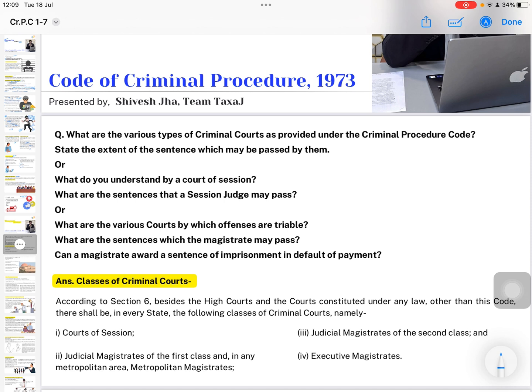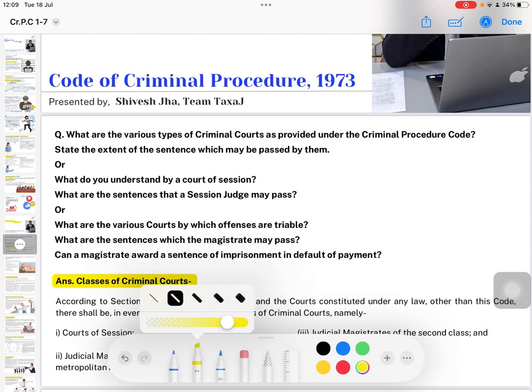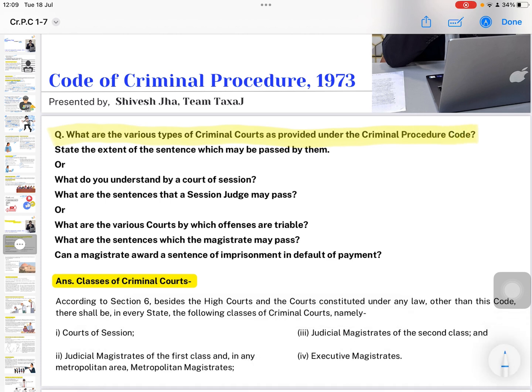What type of questions will be there in exams? Let's see. What are the various types of criminal codes as provided under CRPC? Mainly यही क्वेश्चन आएगा. इसको अलग अलग तरह से फ्रेम किया जा सकता है. State the extent of the sentences which you passed by them. What do you understand by the court of session? What are the sentences that the session judge may pass?